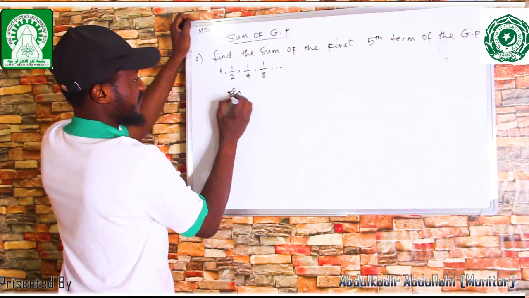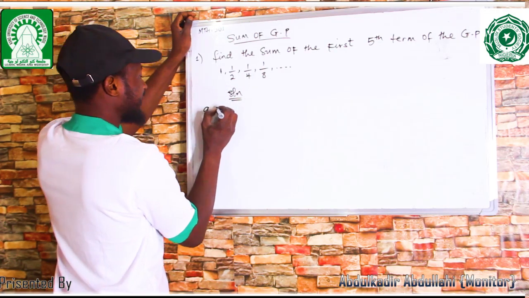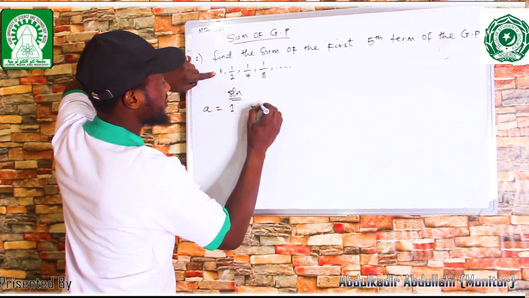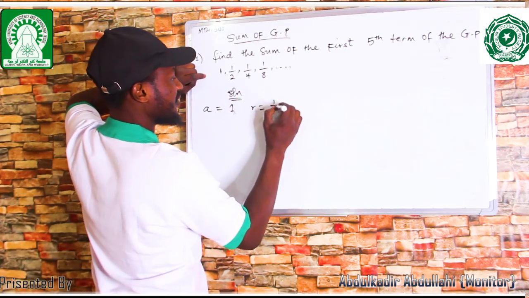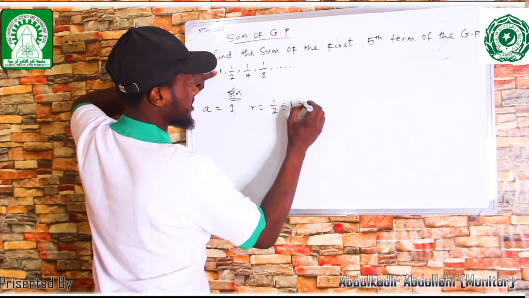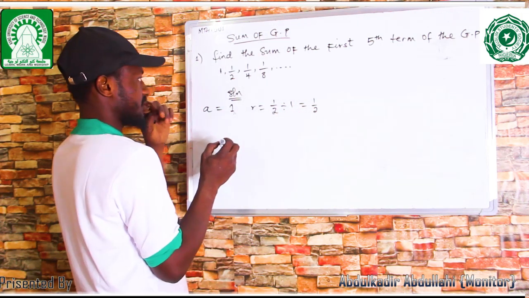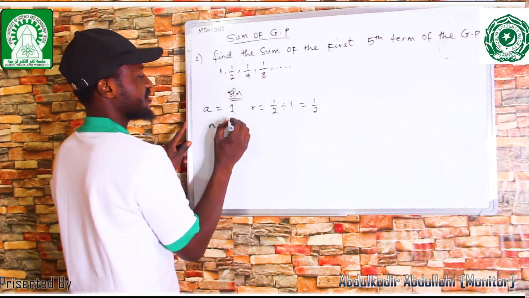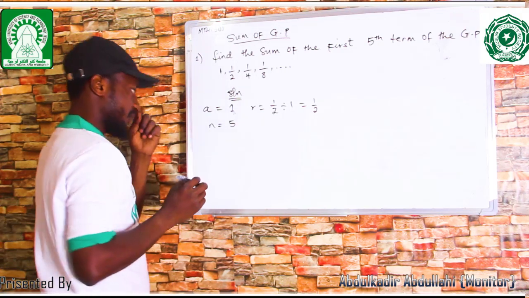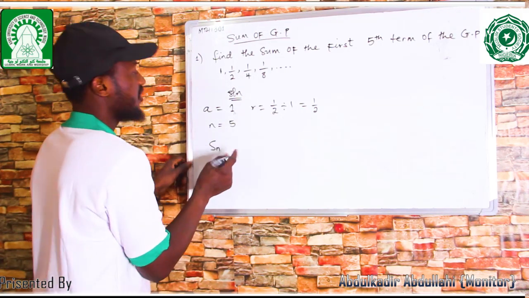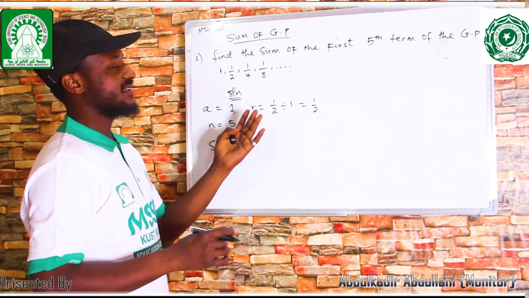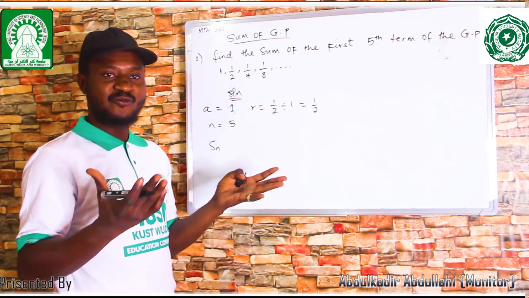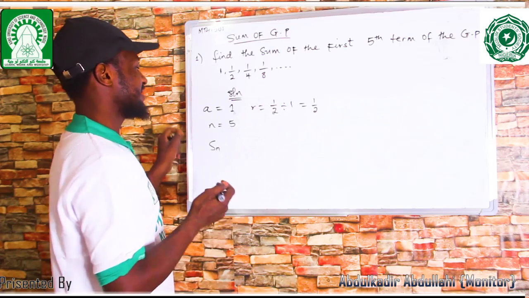First thing, for you to simplify your work, just collect the data. Our A is the first term, which is given as 1. Then R is the common ratio, which is 1 over 2 divided by 1, and that is the same thing as 1 over 2. Then the next one is our N. N is the fifth term we are asked to find the sum of, which is 5. So now before we write down our formula, we have to check R. Is R less than or greater than 1? Look at our R. Our R is 1 over 2, and 1 over 2 is 0.5. So therefore, our R is less than 1.